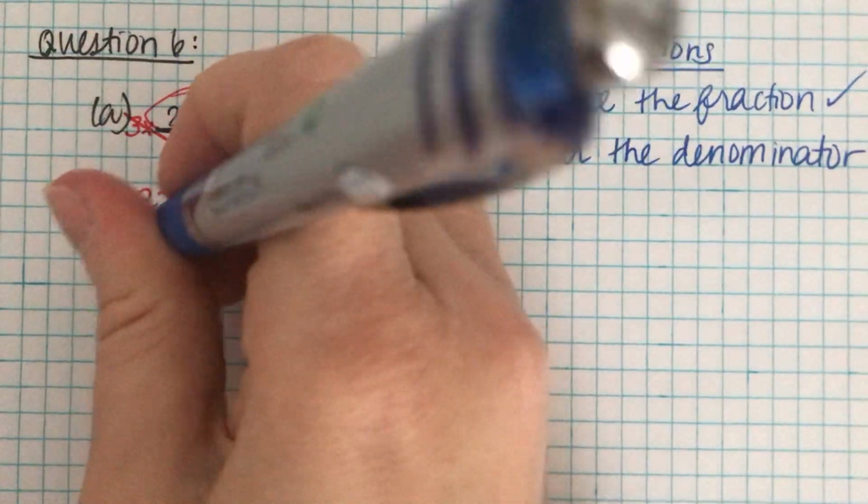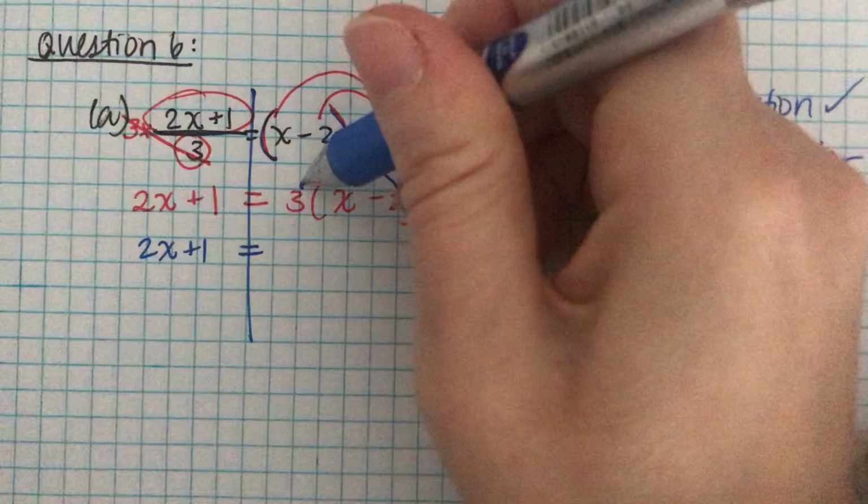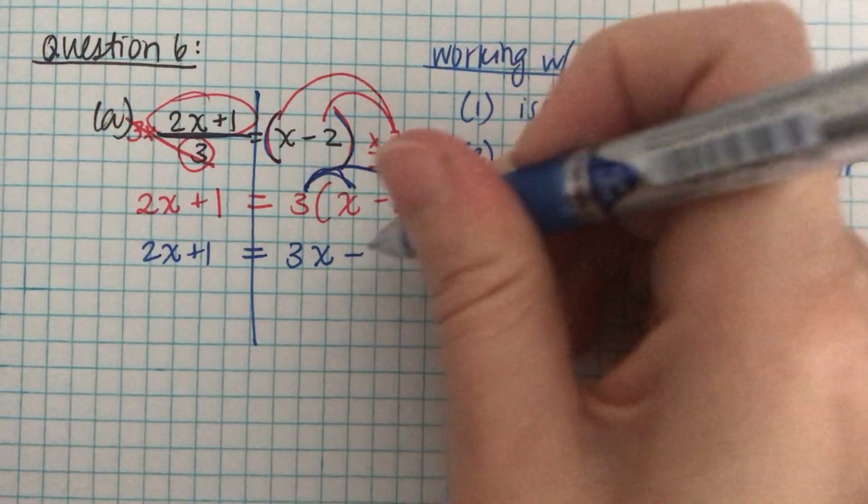All right. So I'm going to recopy this down. I have 2x plus 1 on the left-hand side. And on the right-hand side now, I have 3 times x, which is 3x, and then 3 times minus 2, which is minus 6.